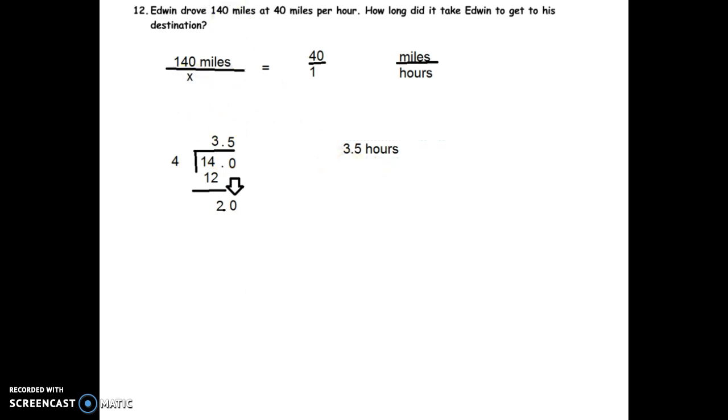If you did the cross multiplying, you could do it the same way. It'd be 140 times 1. So on this side, you'd have 140 equals 40x, right? And it's the same thing. You have to get x by itself, so you're dividing by 40. If I divide this by 40, then I have to divide this by 40. And you get your same answer.